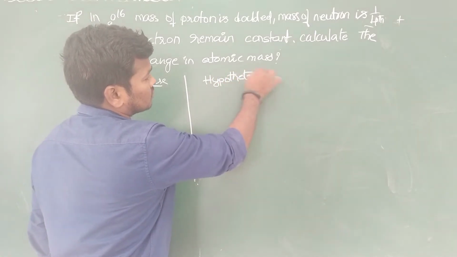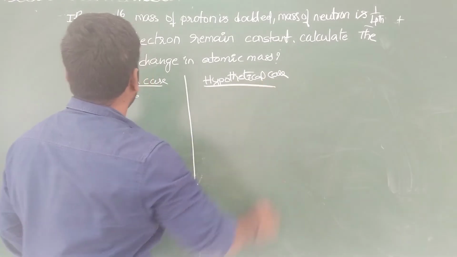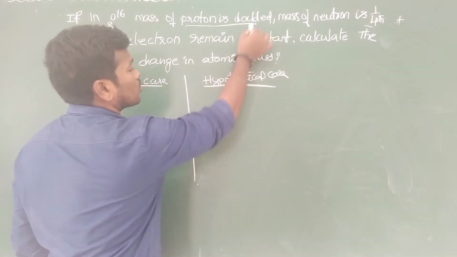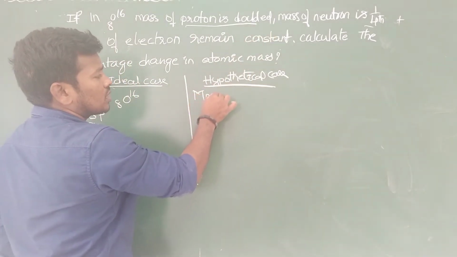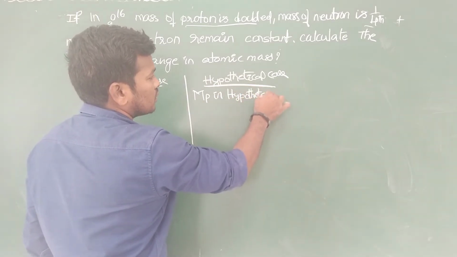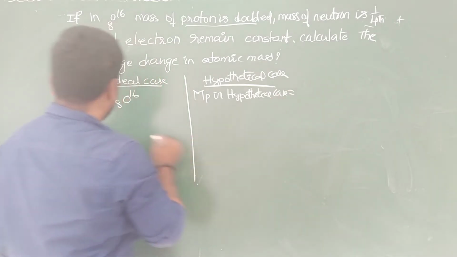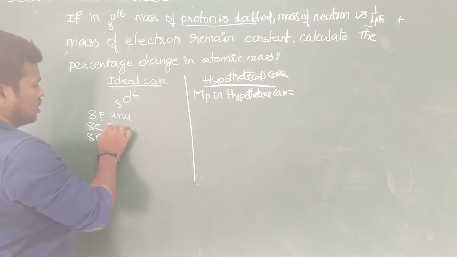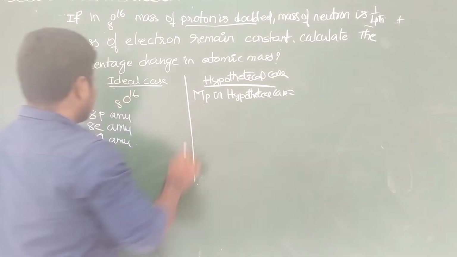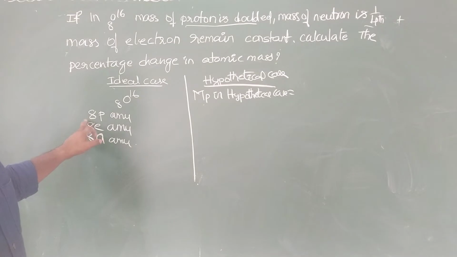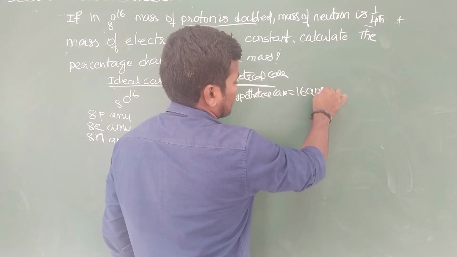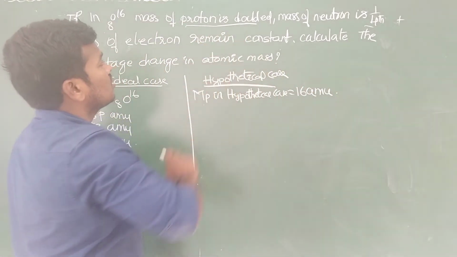Hypothetical case: what changes happened? The mass of the proton is doubled. So what is the mass of the protons in the hypothetical case? It is 8 protons, in AMU. Initially it is 8 protons, but they double the proton mass, so it will become 16 AMU. So the mass of the proton is doubled.